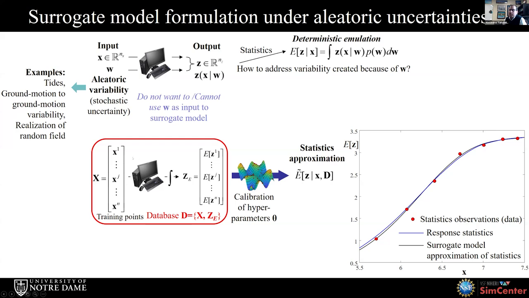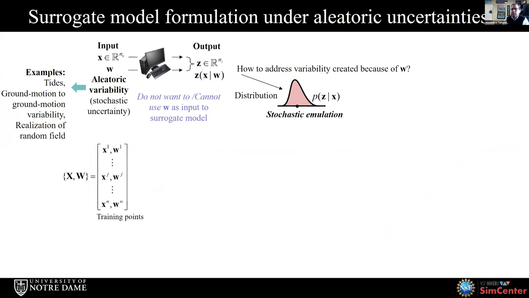Now, of course, this requires multiple calculations for each training point to calculate the statistics. So the alternative is, rather than approximating the statistics, to approximate directly the distribution. This brings us into the more complicated field of stochastic emulation. For stochastic emulation, your training points are each paired with some realization of the aleatoric variability, and then again you do a single evaluation for each of the training points.